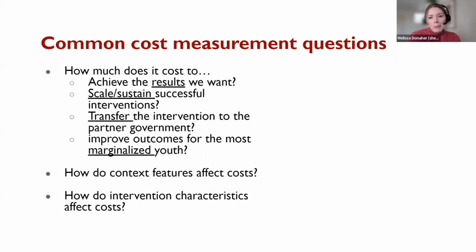So the first question is, how much does it cost to achieve the results we want? For example, how much does it cost to train X number of community health workers? Or how much does it cost to improve employment outcomes? You can also ask about how much does it cost to scale or sustain successful interventions? So to the objective around sustainability, for example, you might want to know for a 5-year activity, in year 2, if you're looking to expand to a new region in the country, cost data can help you better plan for this scale up and sustaining that intervention.